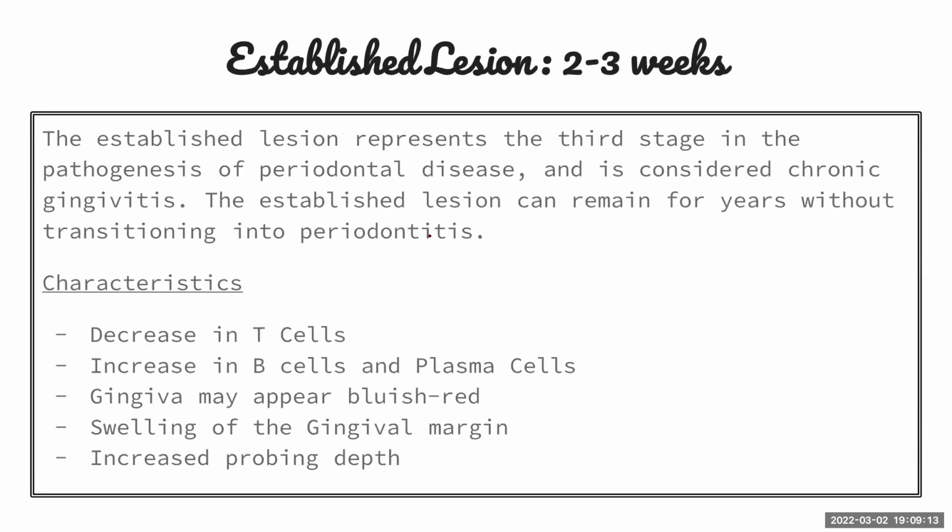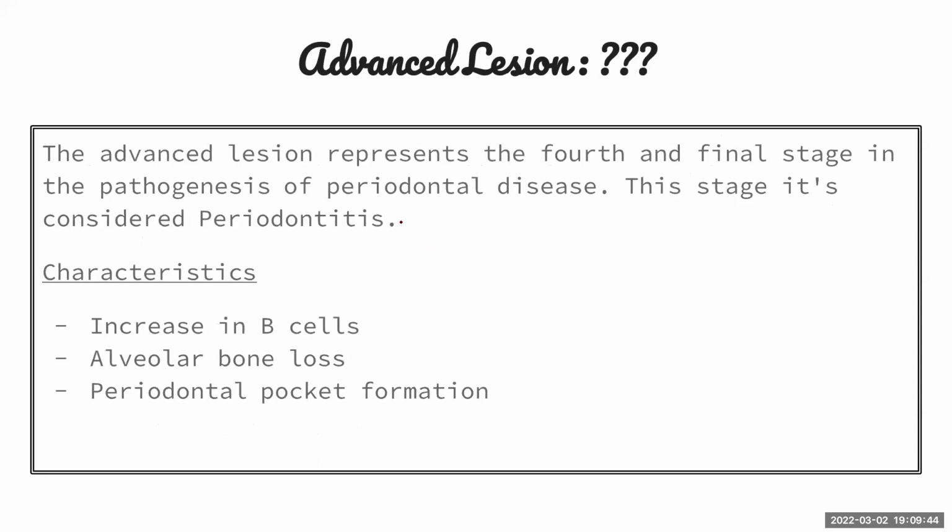The established lesion is chronic gingivitis. And the established lesion can remain there for years without transitioning into periodontitis. That again is an immune host response. We don't know how long this established chronic gingivitis is going to last. It might be a year, it might be 12 years, who knows, before it transitions into full-blown perio. Then the advanced lesion, unknown. The fourth and final stage, you've got bone loss.